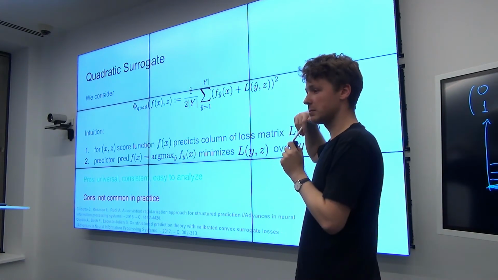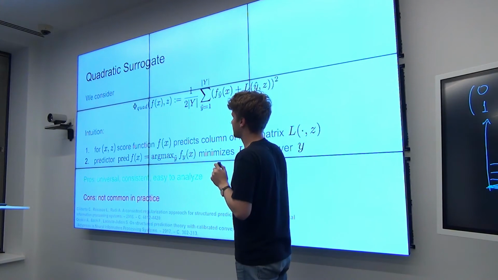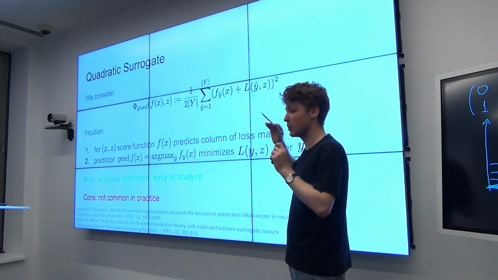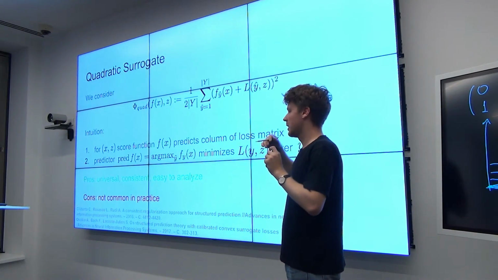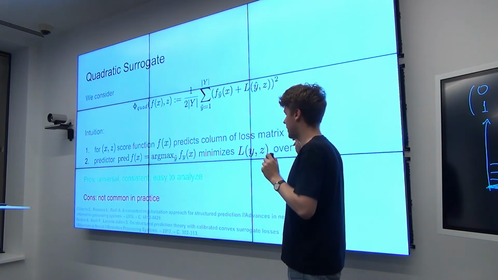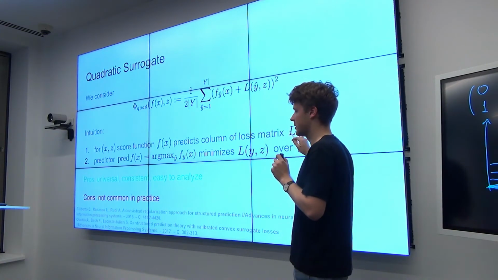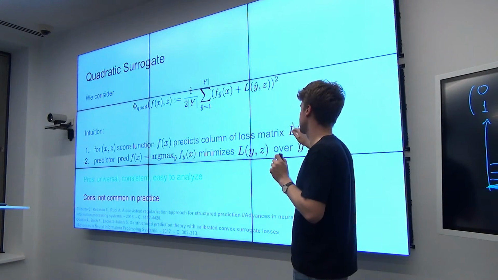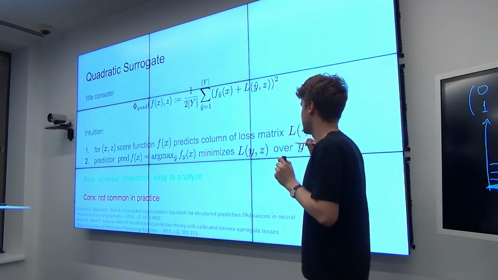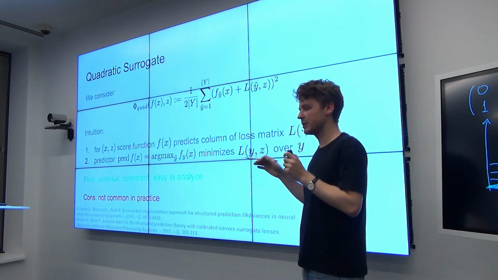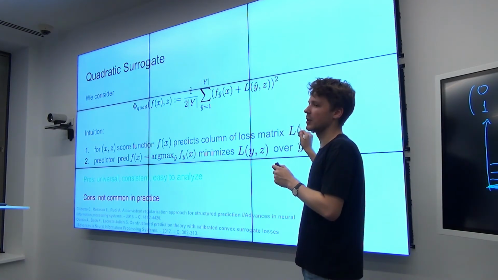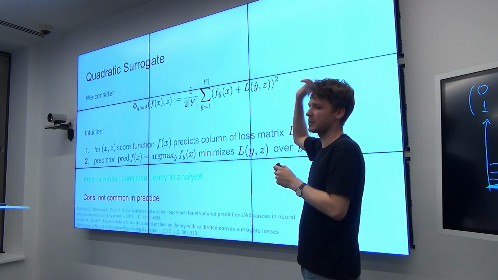So how can we use this column? If we've successfully managed to predict the column, we can then compute, we predict minus the column. And then minus the column, yeah. Then we output the prediction which has the best score. And it means that this prediction has the lowest value in the column of the loss matrix. So we sort of try to give predictions which have the smallest value for loss when we train using this quadratic surrogate.